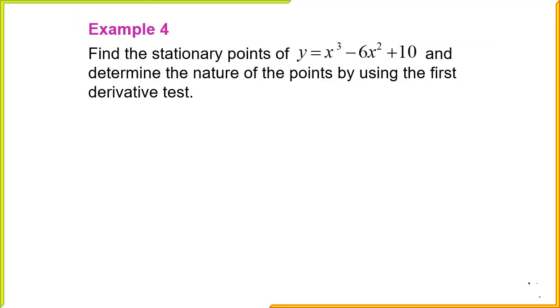Now, example 4. Find the stationary point of y equals x cubed minus 6x squared plus 10 and determine the nature of the point. We want to find the stationary points and then determine their nature by using the first derivative test. So the first task is to find the stationary point. The second is to check whether it's a maximum or minimum.